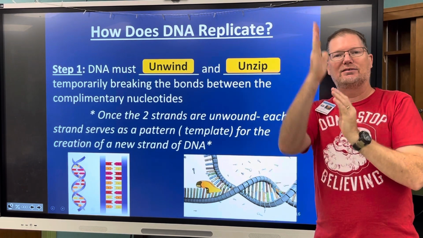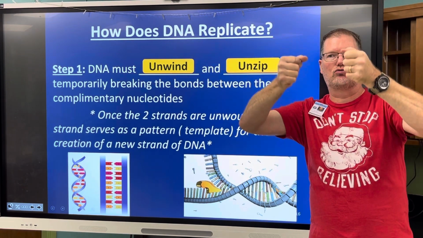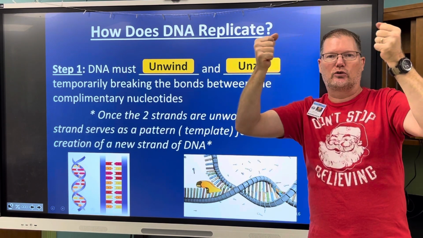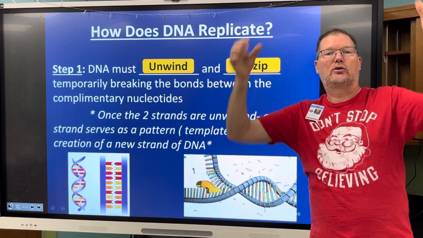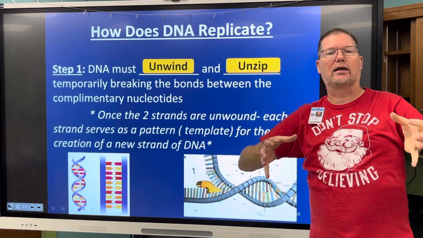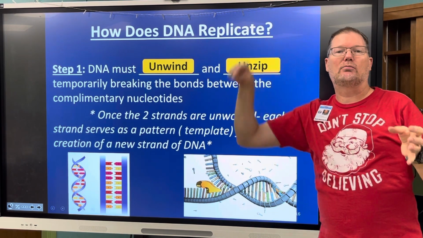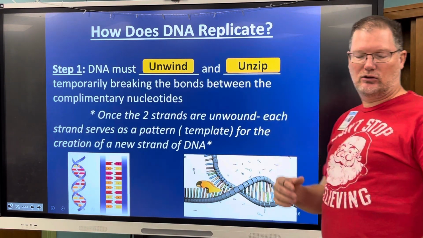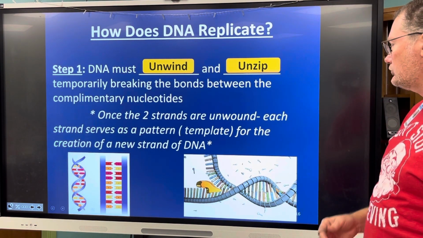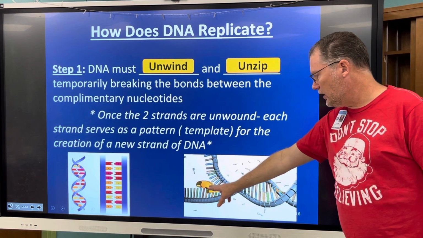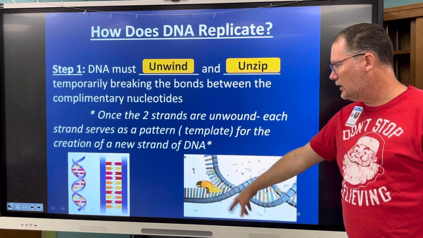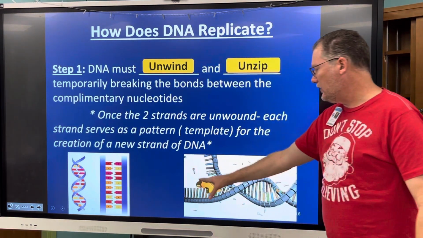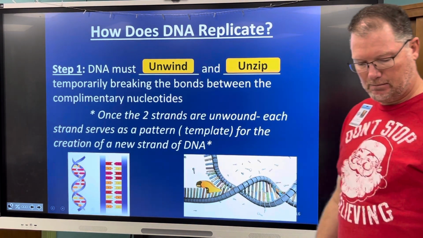Unwinds and unzips. So imagine the 2 handles of the ladder with the rungs coming apart. Because the individual strands have to be read and made into the messenger RNA, okay? So temporarily breaking those bonds. So here's the unzipping. An enzyme does that. So you're going from this to this and then unzipping. Like a zipper.